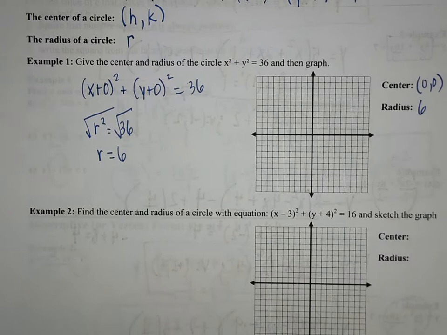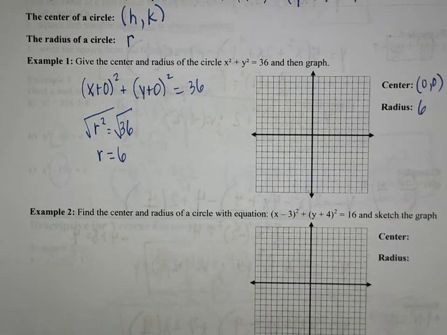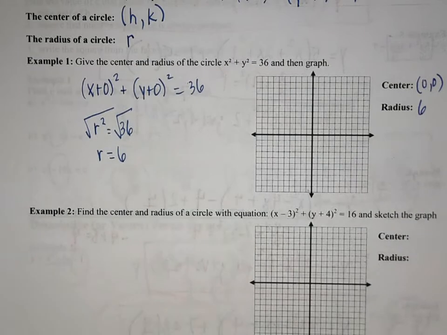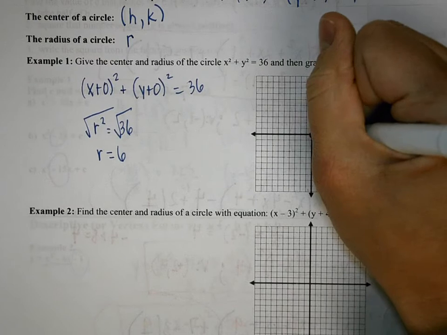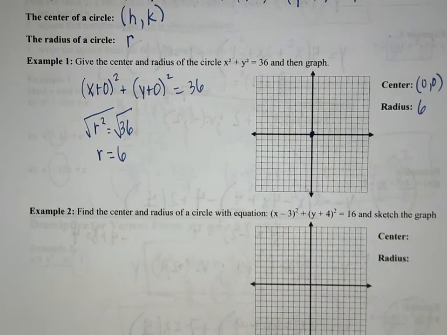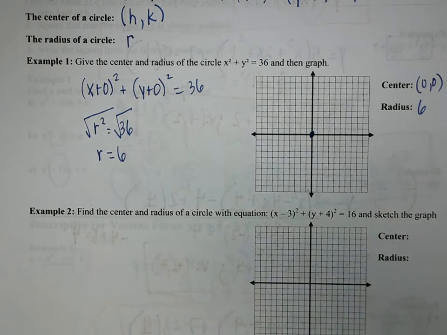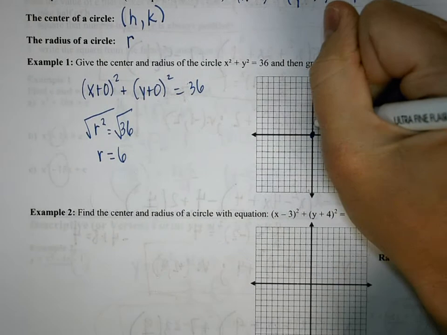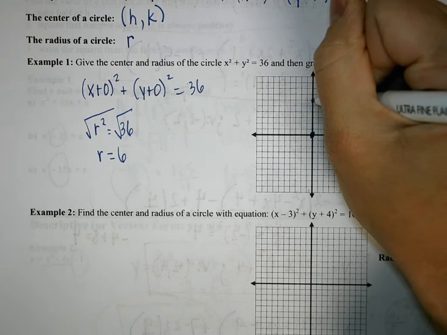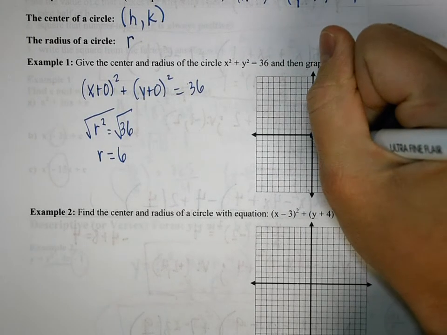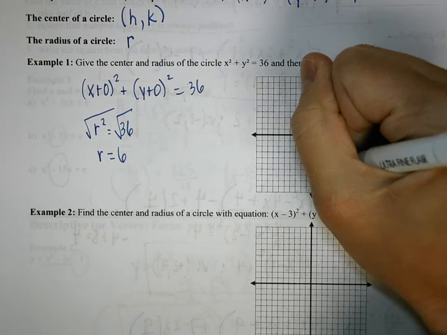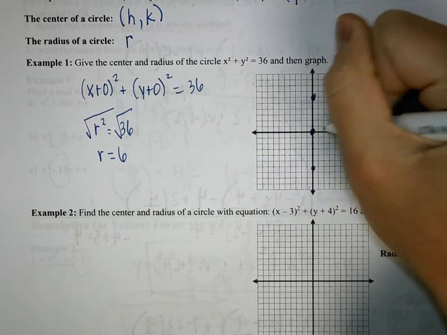Now we're going to graph it. You always want to start at your center. In this case, my center is at 0, 0. Then you're going to make 4 more points, going out 6 in each direction from the center. So from here, I'm going to go up 6: 1, 2, 3, 4, 5, 6. And then we'll go down 6: 1, 2, 3, 4, 5, 6. And then we're going to go right and left 6.